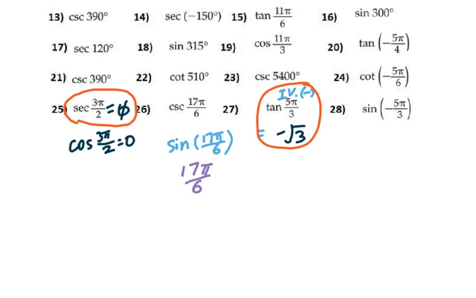We got 2 point something pi. Therefore, we subtract 2 pi. Then we got denominator is 6. Here it's 17 pi cross multiply minus 12 pi. You got 5 pi.